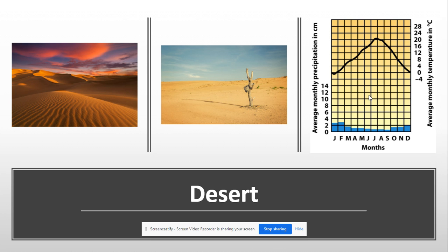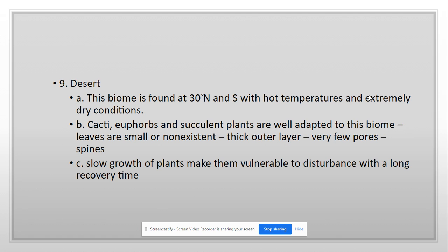Here we see the desert, right? Very little rainfall throughout the year, very hot temperatures that range. Usually, this biome is found between 30 degrees north and south latitude with high temperatures and extremely dry conditions. The plants that reside there, though, are well adapted. Typically, they have leaves that are very small, maybe even nonexistent, and usually a thick outer waxy layer or very few pores to prevent evaporation. Slow growth of plants makes them vulnerable to disturbance.